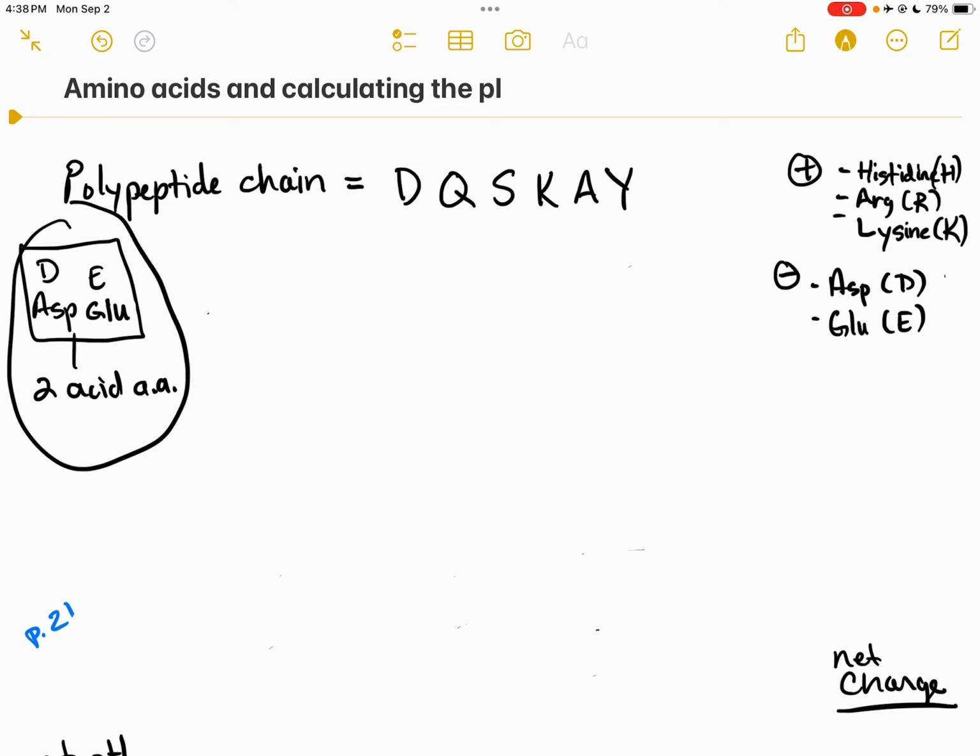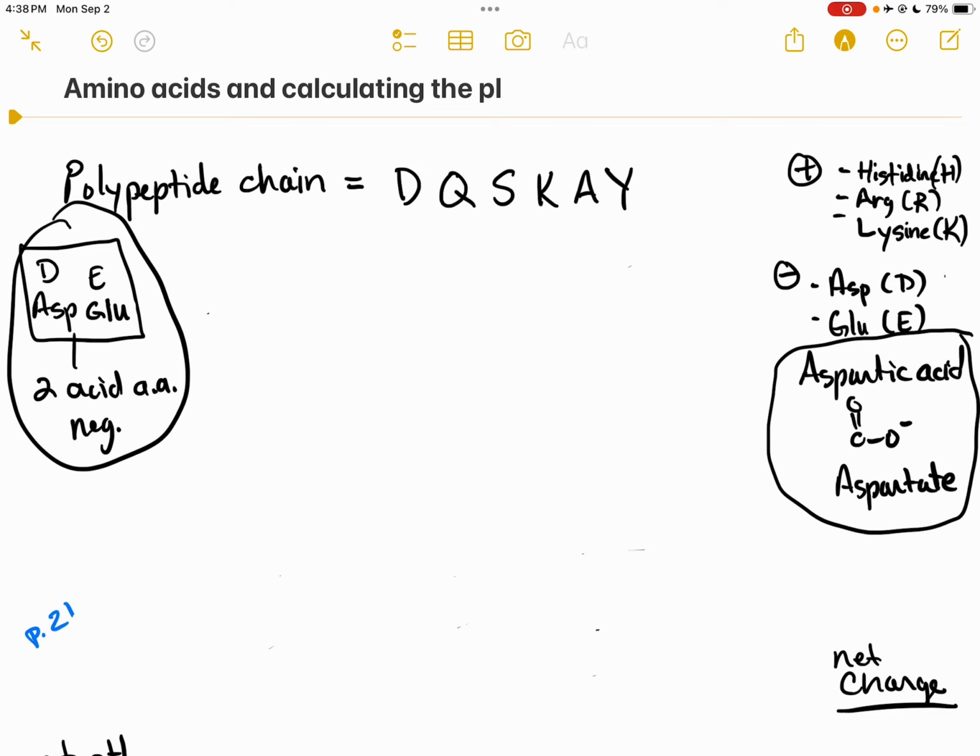Okay, and I actually put those over here. There's 2 amino acids that are negative. And remember, those are actually aspartic acid and glutamic acid. But at pH 7, it's not in the acid form, it's in the negative carboxylate ion form. So that's why we call it aspartate instead. But both are true names for this amino acid. Okay, so D is aspartate, which has a negative charge at physiological pH, right there.